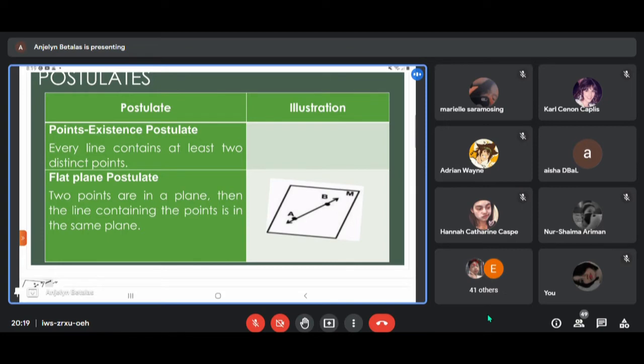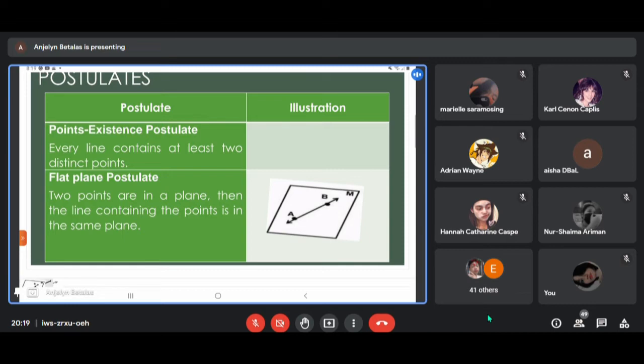What is distinct? They are different in nature, something else or different. Distinct points are not the same. Points A and B, repeated, cannot be. They are separate points. Okay.